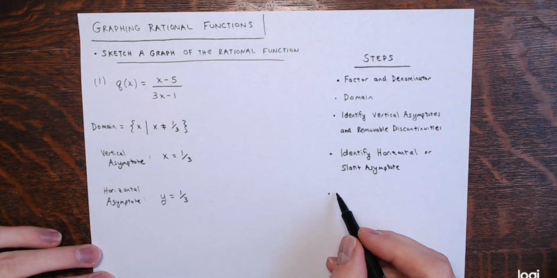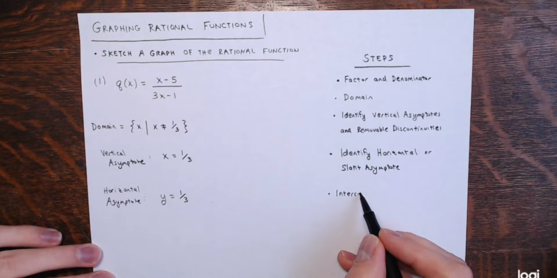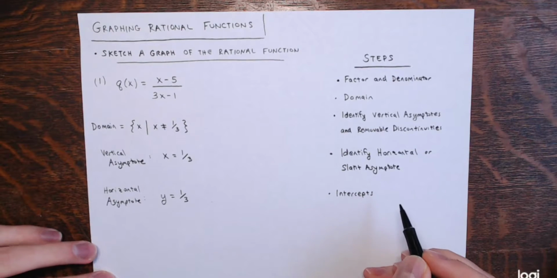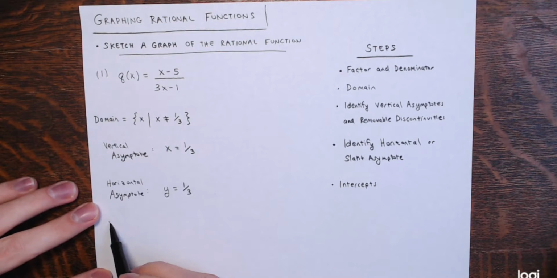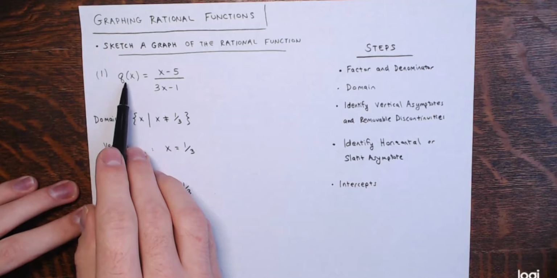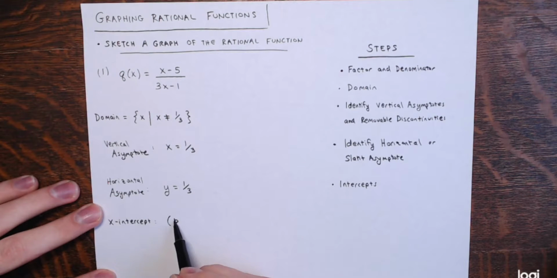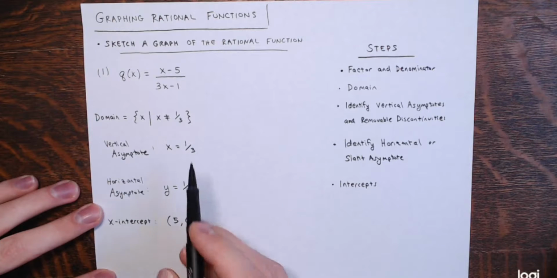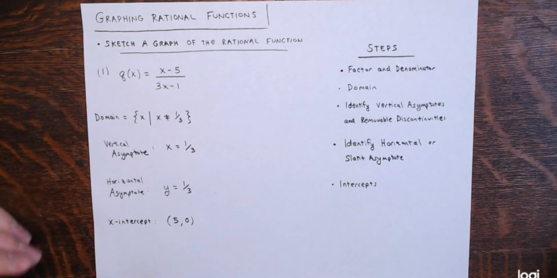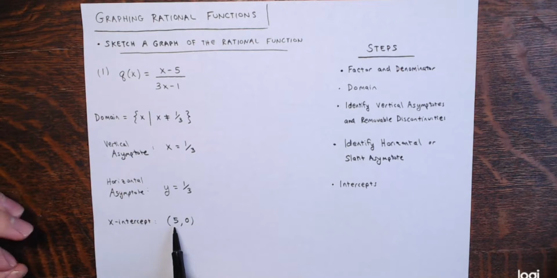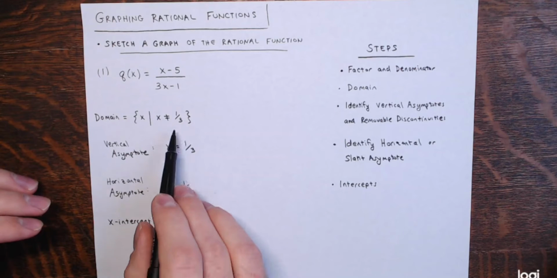Alright, and then we'll find the intercepts. X-intercepts, y-intercepts. So for the x-intercept, remember I'm putting in 0 for the output. The only time a fraction is equal to 0 is when the numerator is 0. So that's 5, 0 here. If x were 5, the output would be 0. And that's the only value that makes the numerator 0. But make sure it doesn't make the denominator 0, which is fine. 5 is fine because it's not 1/3.